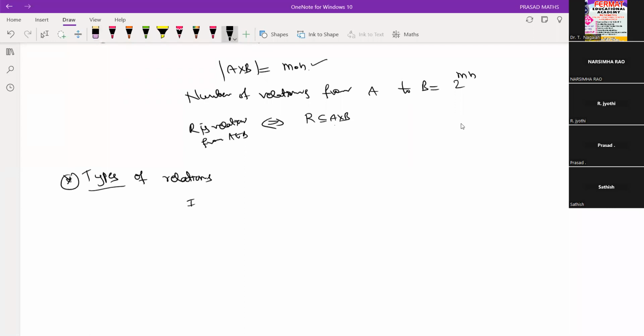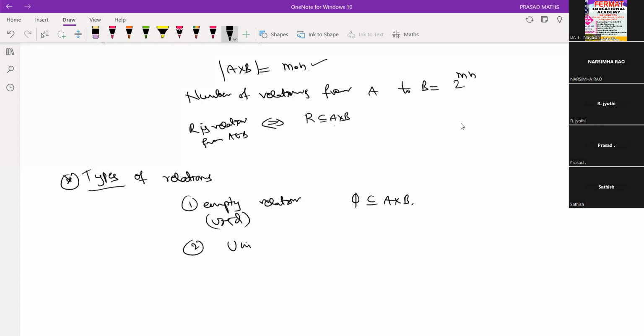First is void relation. Void relation means empty relation. Meaning, the empty set is always a subset of any A cross B. Therefore, it's a relation from A to B. So the empty set is nothing but a relation, which we call a void relation or empty relation.